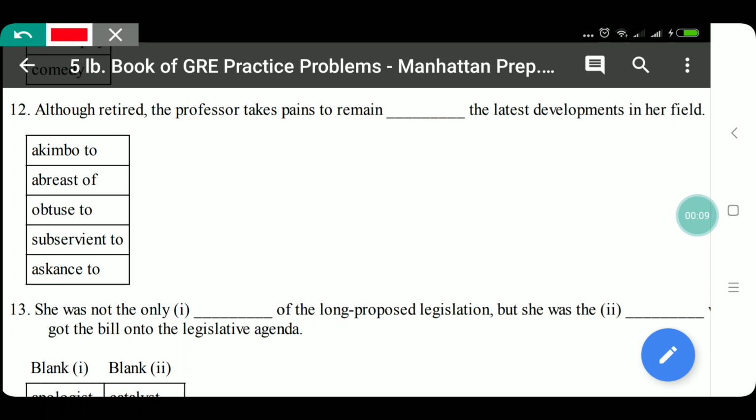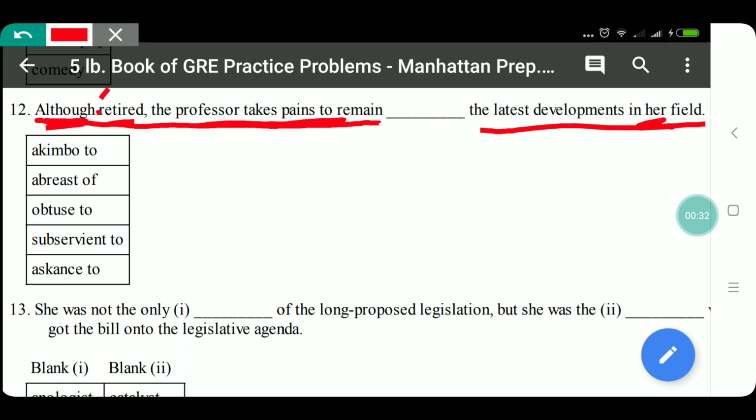So let's begin. The first question is: although retired, the professor takes pains to remain dash the latest developments in her field. Now it's about a lady professor. Although retired, you see this 'although'? Whatever is written after this 'although retired' will be in contrast to the next part, because 'although' is a contrast indicator.